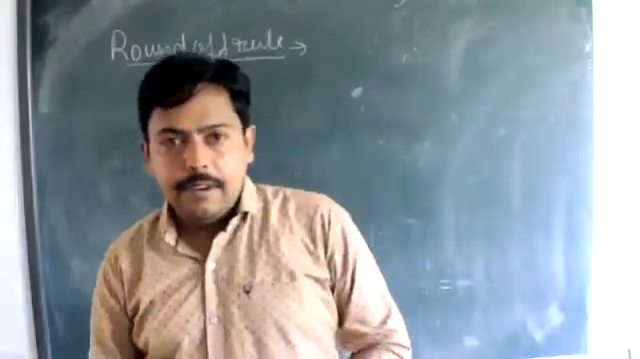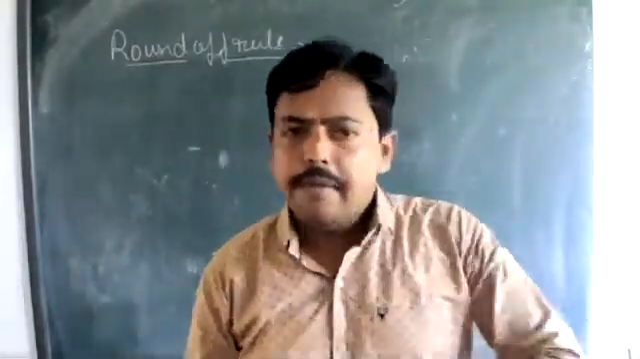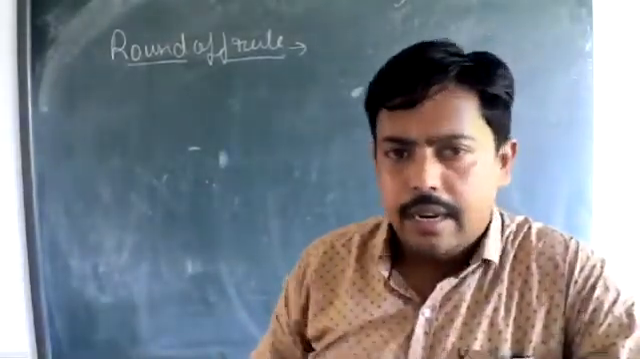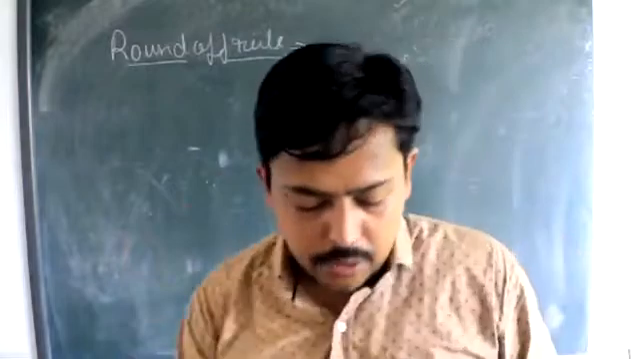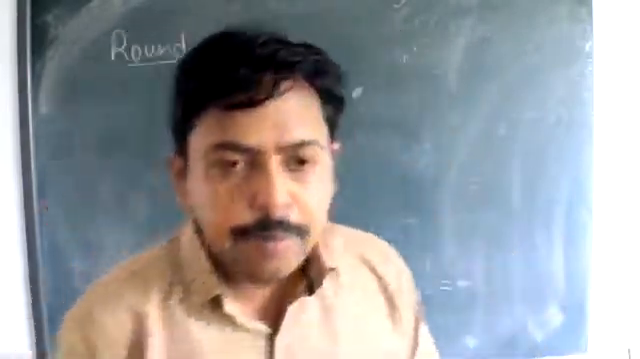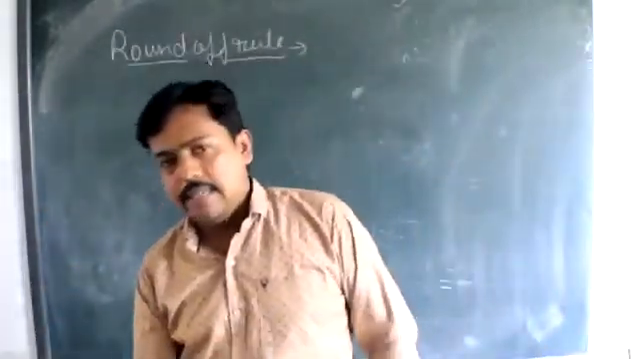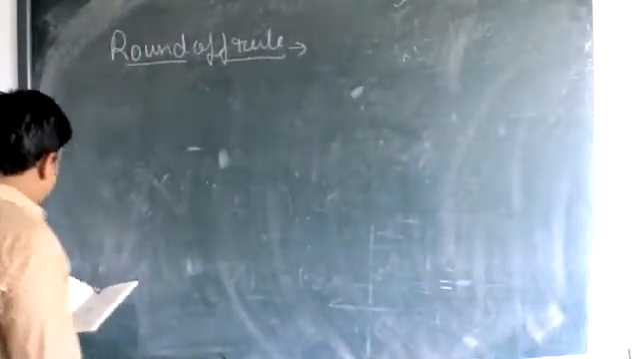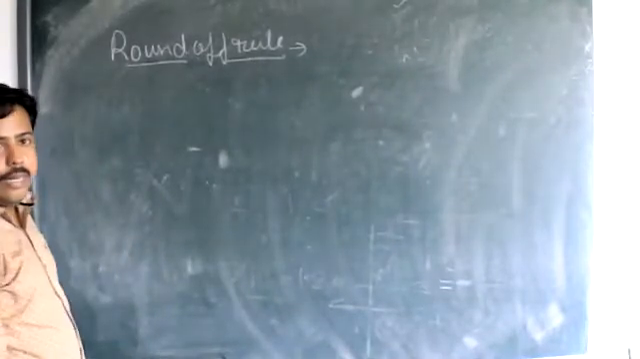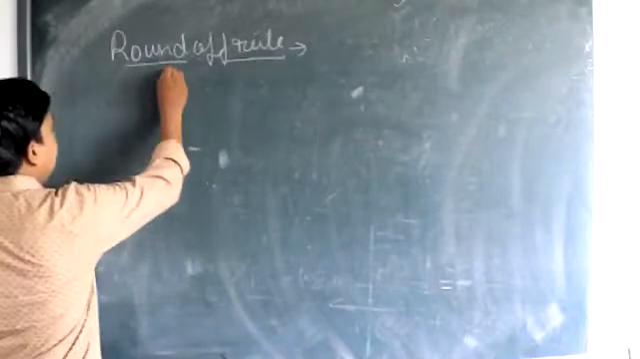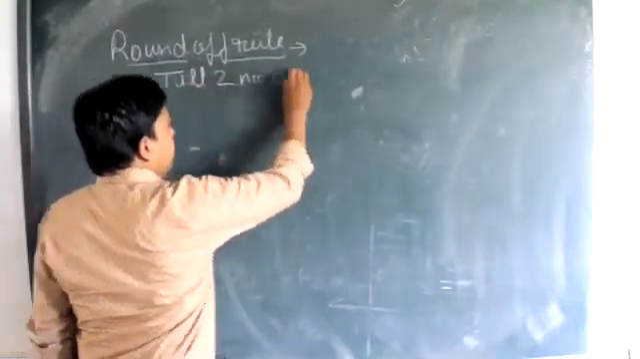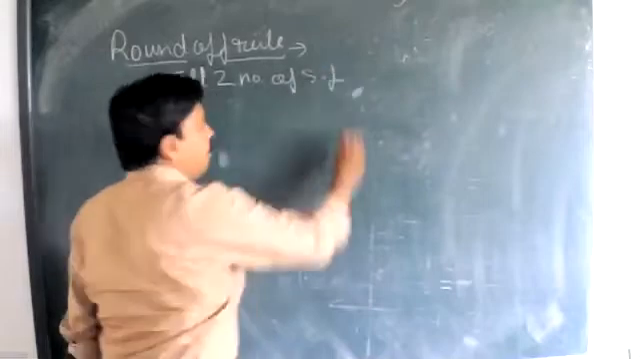Okay, last time we discussed something about the round off rule, and we discussed one or two rules. But in today's lecture, I will start from the very beginning, and I just want to finish up in a very brief way what I taught in the last lecture. The first rule says that we were rounding off till 2 significant figures.